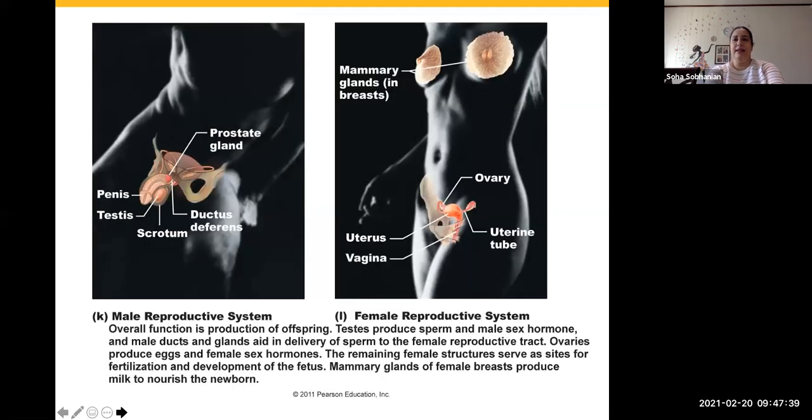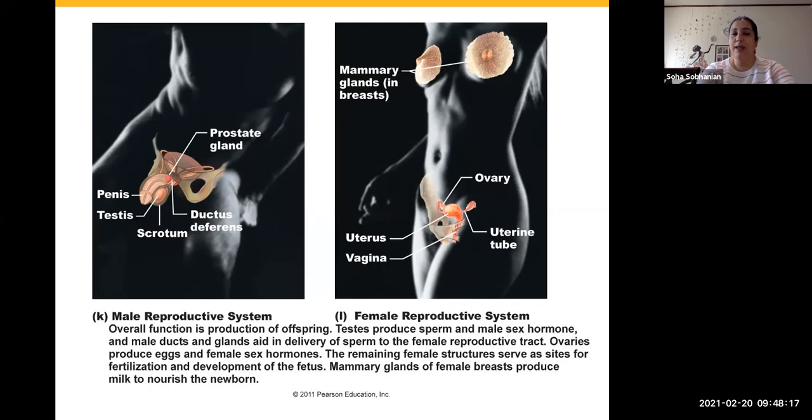And then last but not least is the reproductive system. Some of them are listed for both male and female. So for male, we have the external genitalia like penis, testes, scrotum, which is the skin around the testes, ductus deferens, and prostate gland. And for females, we have things like ovary, uterine tube, or fallopian tube, uterus, and vagina. And for women, we also have the mammary glands, which are basically the tissues that produce milk during childbearing years.